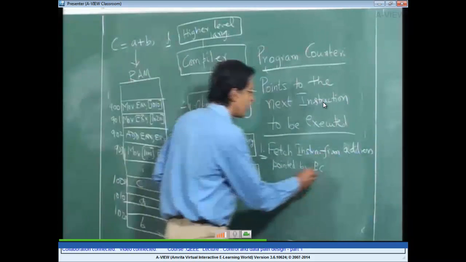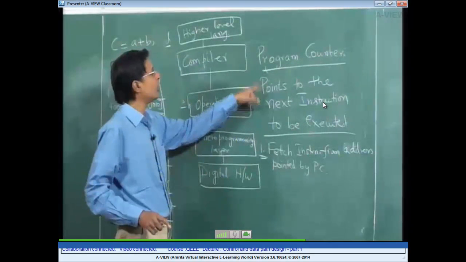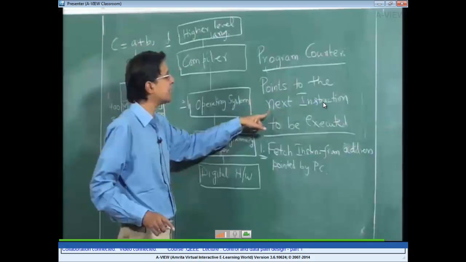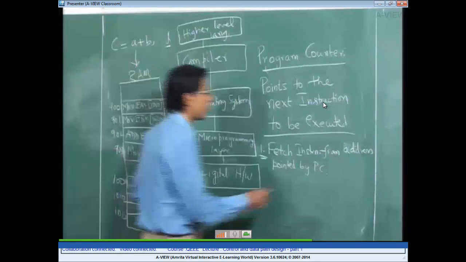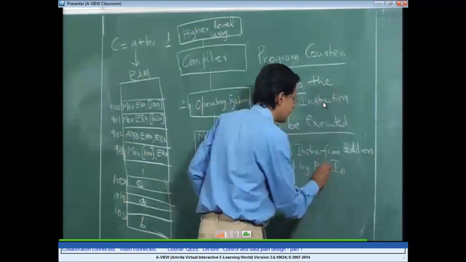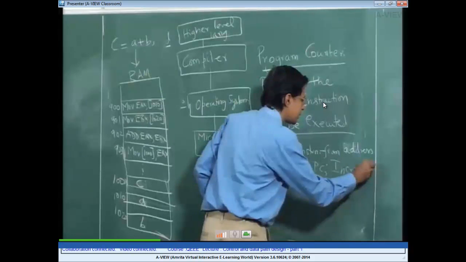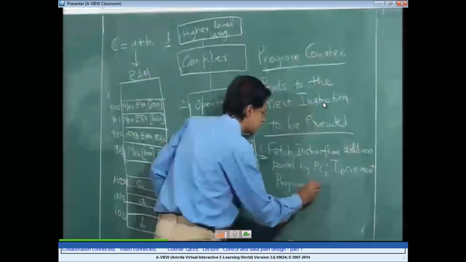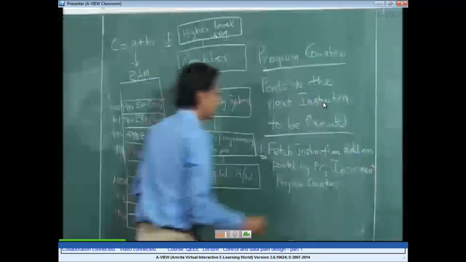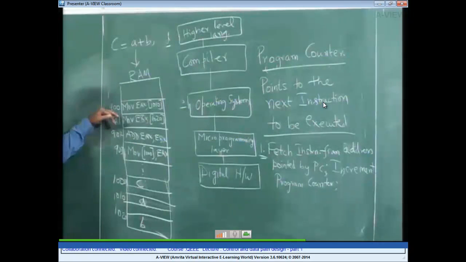Then the moment it fetches, as I told you, the program counter always points to the next instruction to be executed. So now your program counter will be incremented. Initially the program counter was pointing to 900, and the instruction in 900, namely move EAX, 1010, has been moved into the CPU. Now your program counter will point to 901.